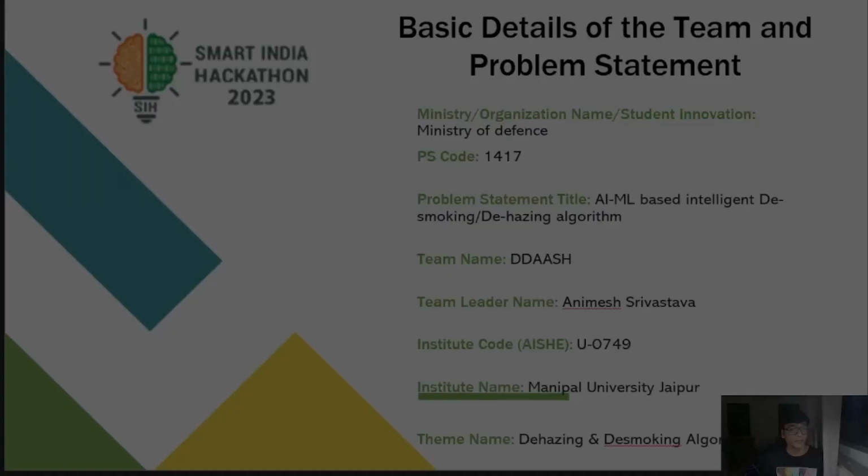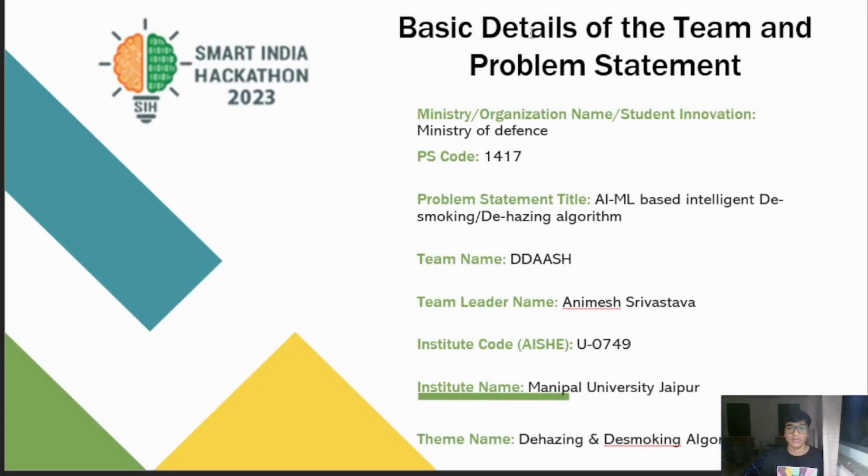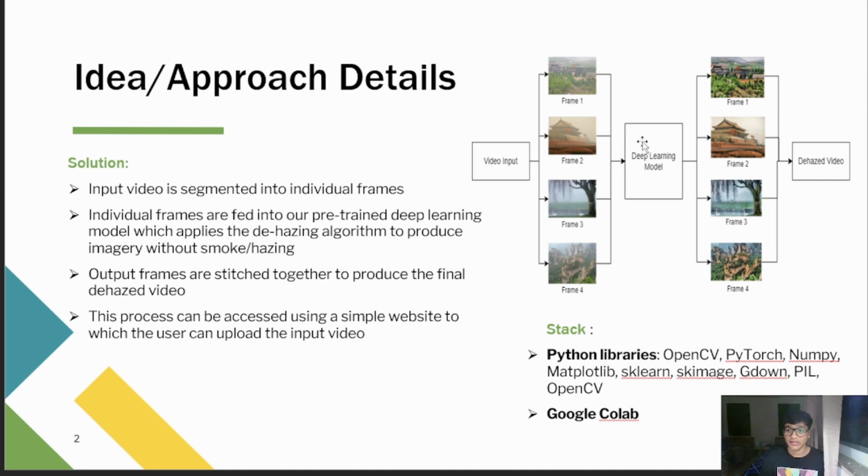So if I'll just put up the video here. As you can see, our problem statement title is AI/ML-based intelligent de-smoking and dehazing algorithm. What we have done is essentially created a deep learning model and a website. We take a hazy video, a video full of smoke and haze, where you can't see the characteristics of what's happening in the video clearly. We break the video down frame by frame and feed it into a deep learning model, which clears out all the smoke or haze from each individual frame, and then we stitch the frames together to create an output video.